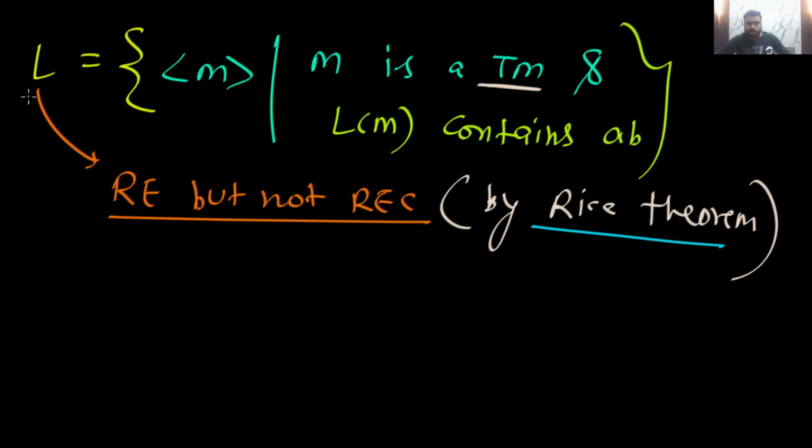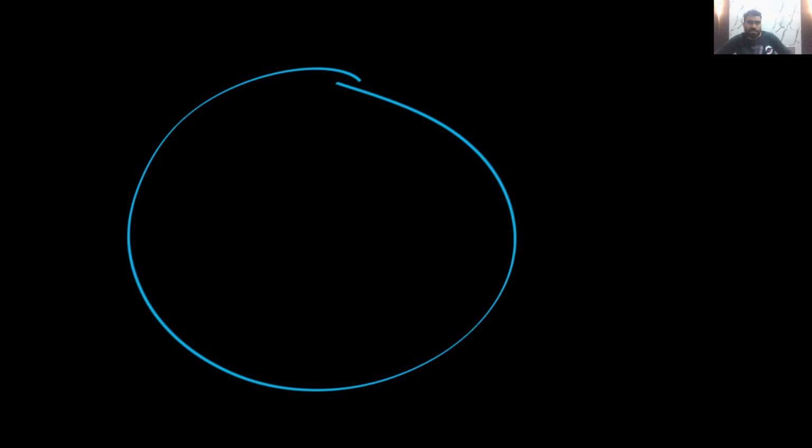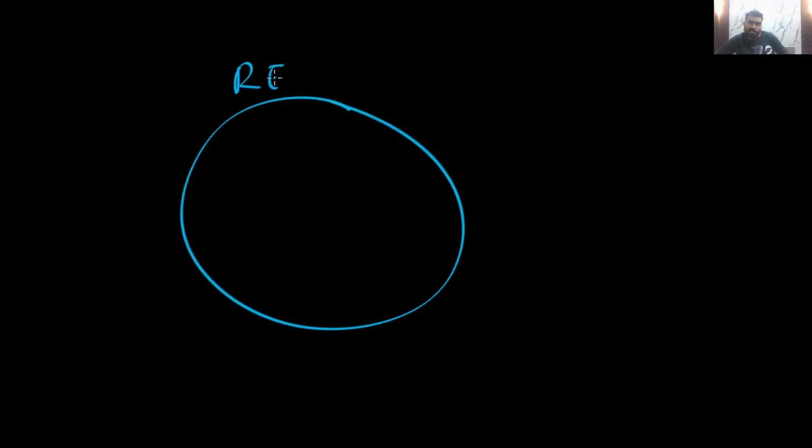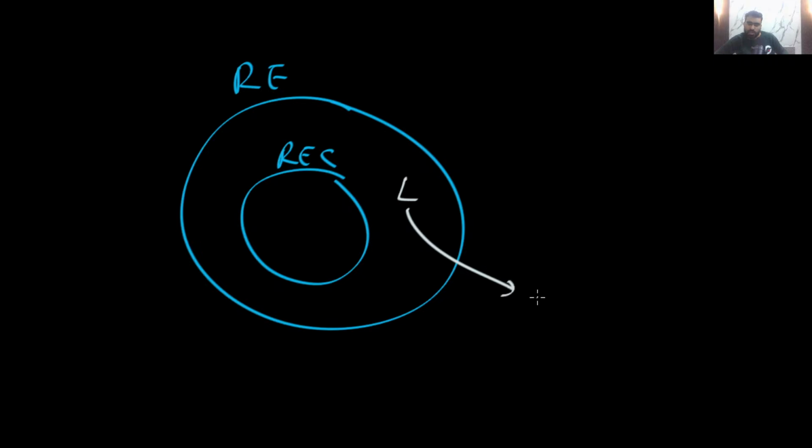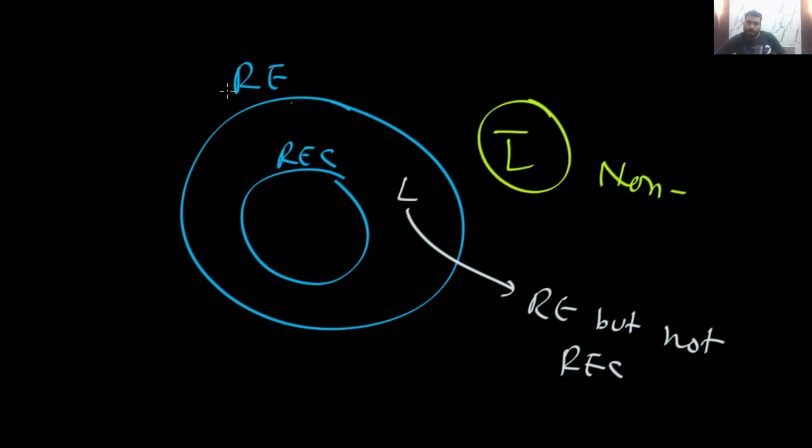Now you already know about the complement of an RE but not REC language. These are the RE languages and these are the recursive languages. If you have some language here which is RE but not REC, then its complement will definitely be not RE. If L is here, then L complement will definitely be not RE.